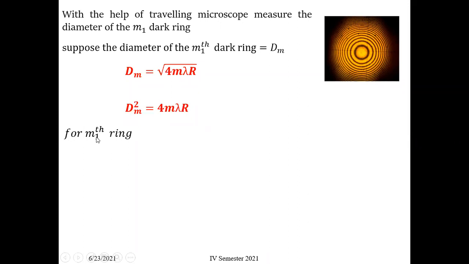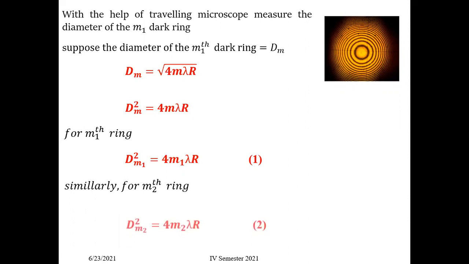Suppose for the m1th ring, Dm1 squared is equal to 4 m1 lambda R. This is the diameter of the first dark ring. Similarly, for the second dark ring, Dm2 squared is equal to 4 m2 lambda R. From the traveling microscope, it is possible to find the diameter of the first dark ring and also the diameter of the second dark ring. I think you already know about this experiment. So Dm1 squared is 4 m1 lambda R, Dm2 squared is 4 m2 lambda R.